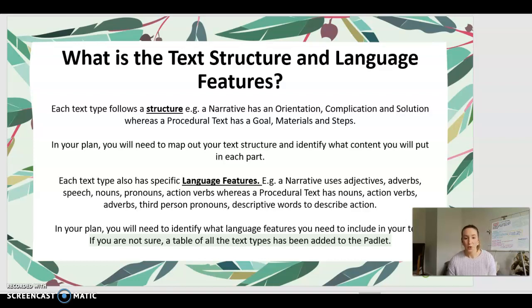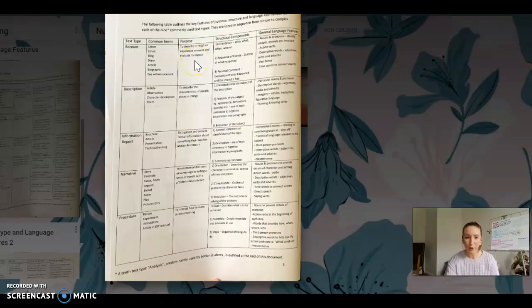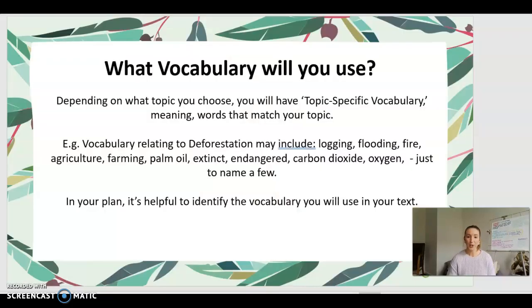And if you're not sure, in the Padlet, I've popped a page that looks like this. Hopefully you'll be able to read it. It's got the text types on the side, what forms you can write in, the purpose that will help you, what the structure is, and then the language features included in your text type. Now there's 2 pages for those, so you can find your text type along the side and use that to help you. The other thing we're going to need to look at is what vocab.